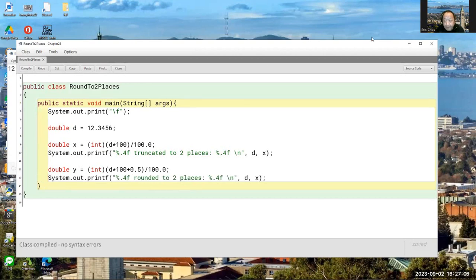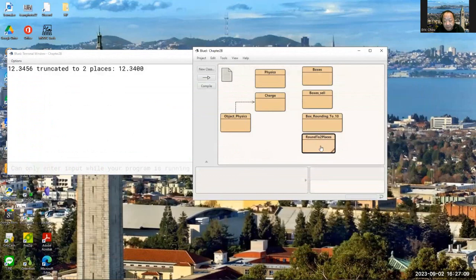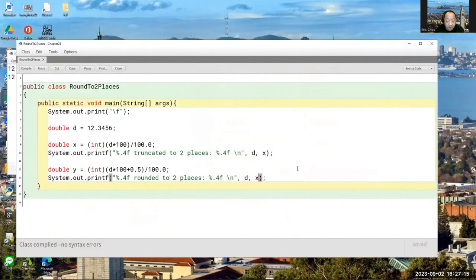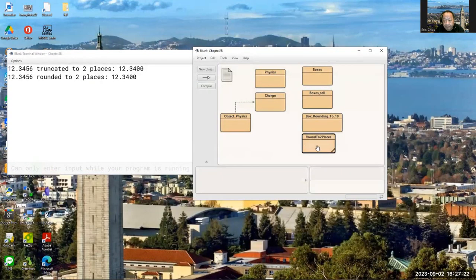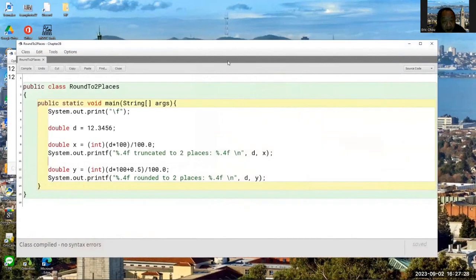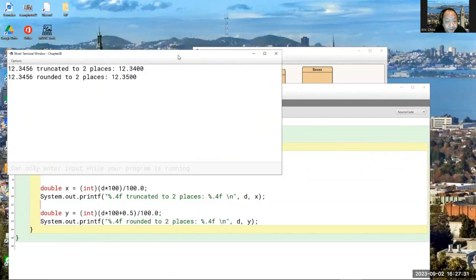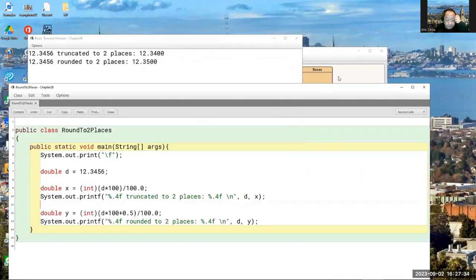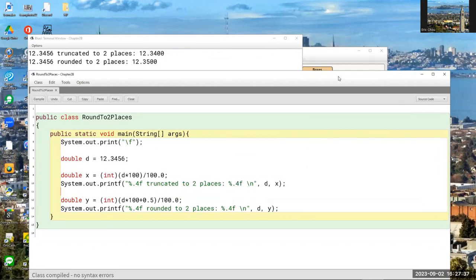Remember the technique: multiply and then divide, but you need to be aware of what places you are at and where you do truncation. Oh, sorry, this one should be y. And put in x, you still see the same x. Rounding to two places and truncating to two places, they are different results. Any question here?